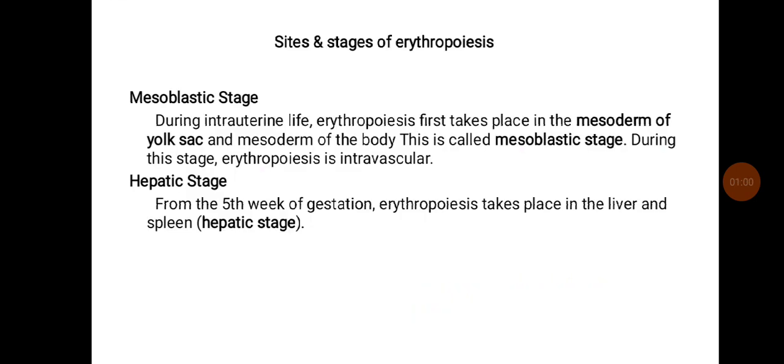Mesoblastic stage: during intrauterine life, erythropoiesis first takes place in the mesoderm of the yolk sac and mesoderm of the body. So this is called the mesoblastic stage. During this stage, erythropoiesis is intravascular. Hepatic stage occurs from the 5th week of gestation. Erythropoiesis takes place in the liver and spleen.